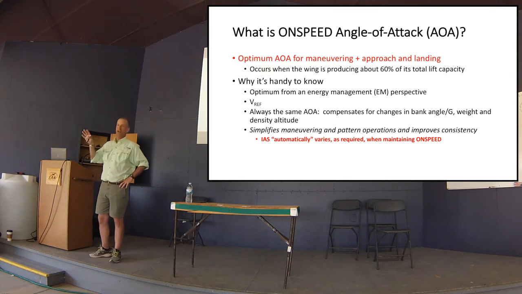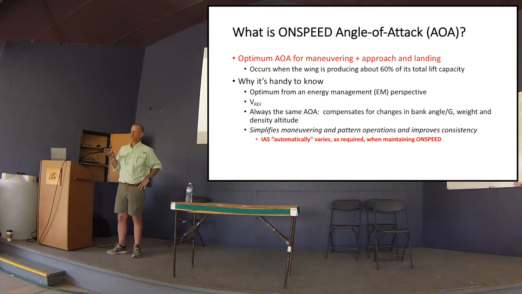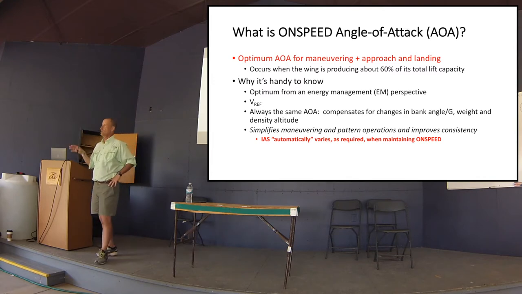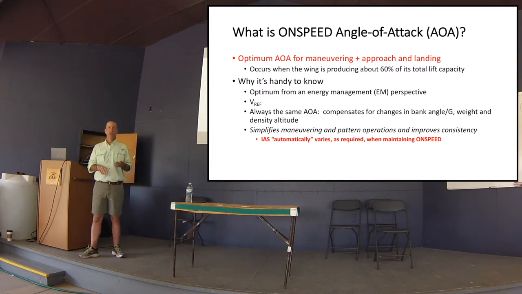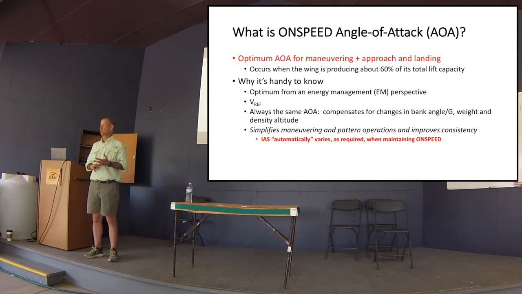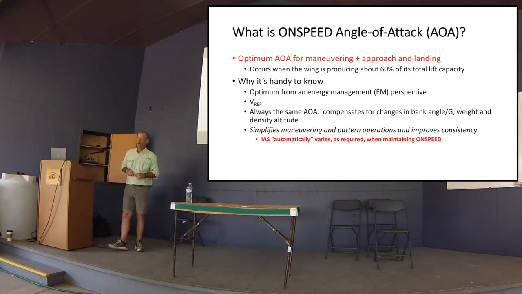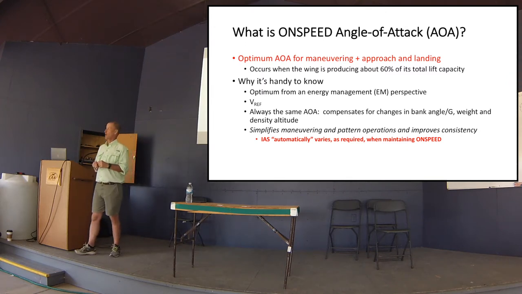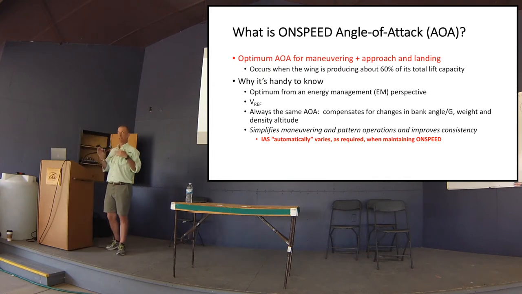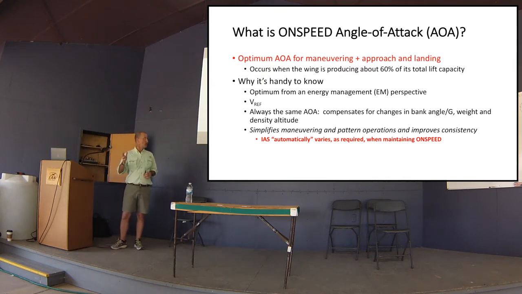And that will come up in the brief several different times, so that's the primary foot stomper. On-speed angle of attack never changes. It automatically compensates for any changes in gross weight. It automatically compensates for density altitude changes, G-load, everything. So it's the same. Once you get it dialed in, you don't have to make any mental adjustments when you fly on speed. So the bottom line is, what it does for you is it simplifies maneuvering. You understand where it is, how to find it, how to see it, how to listen to it in your airplane, and it's also going to improve your consistency, not only in maneuvering flight, but in pattern operations as well. So we'll talk about that.